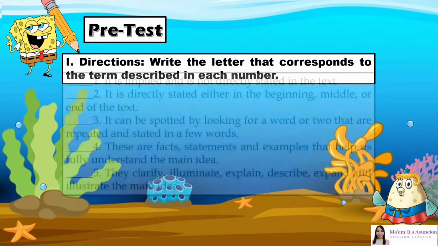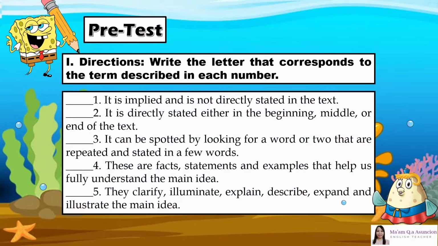1. It is implied and is not directly stated in the text. 2. It is directly stated either in the beginning, middle, or end of the text. 3. It can be spotted by looking for a word or two that are repeated and stated in a few words. 4. These are facts, statements, and examples that help us fully understand the main idea. 5. They clarify, illuminate, explain, describe, expand, and illustrate the main idea.